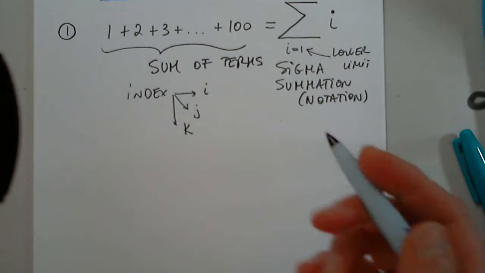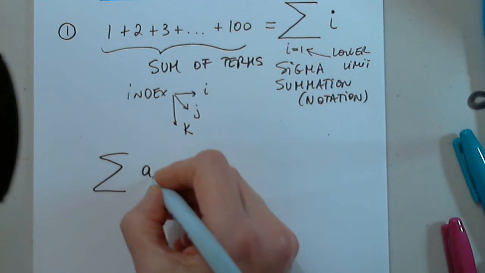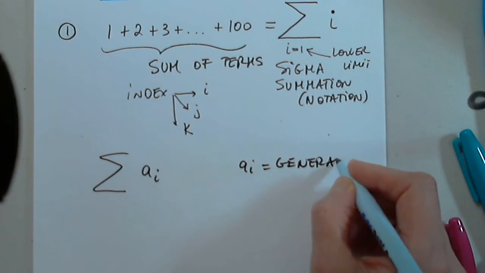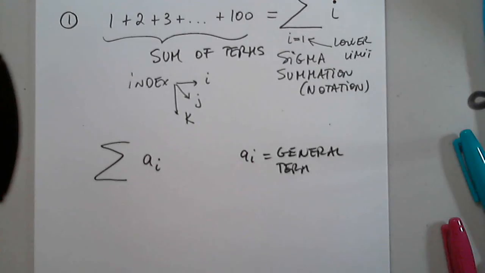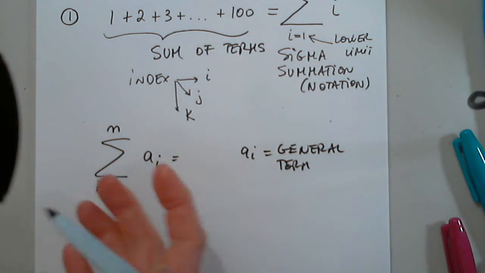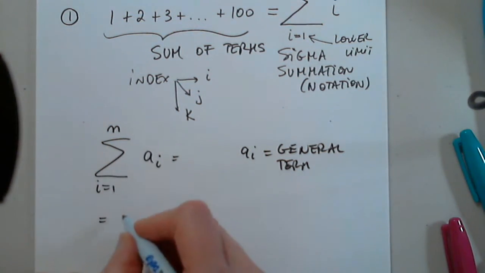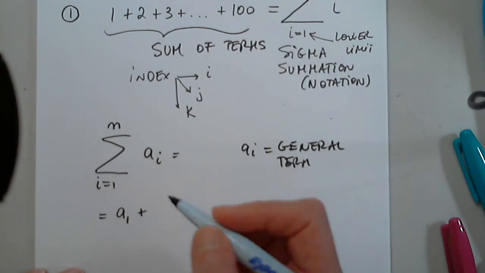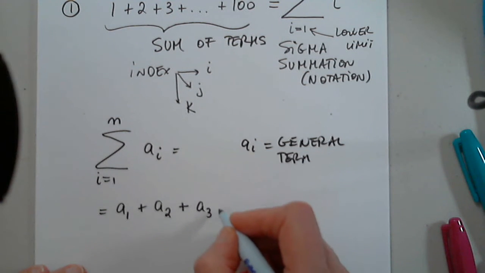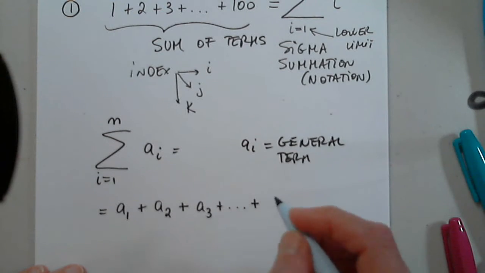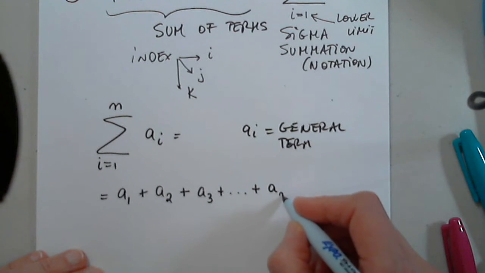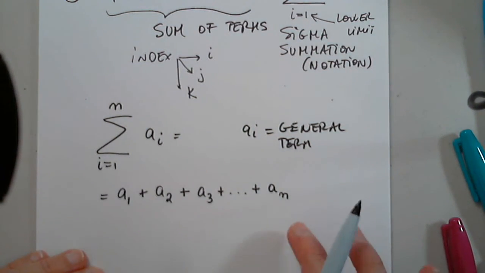And generic terms can look like this: a sub i. a sub i is the generic or general term, from i equals 1 through n. How does this translate? What does this represent? When i is 1, I have a sub 1. When i is 2, I have a sub 2. The sigma notation says plus. When i is 3, I have a sub 3, plus dot, dot, dot. Can anyone give us the last term of this summation? a sub n. Is this okay?